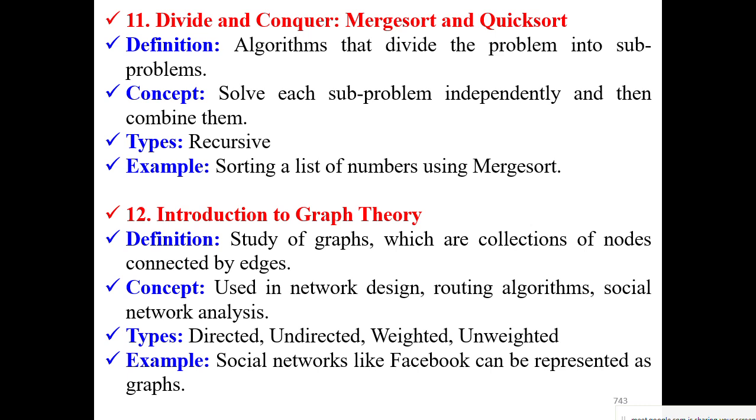Graphs are used in network design, routing algorithms, social network analysis, etc. Types of graphs include directed graph, undirected graph, weighted graph, and unweighted graph. Example: social networks like Facebook are the best example of a graph application and can be represented as a graph.